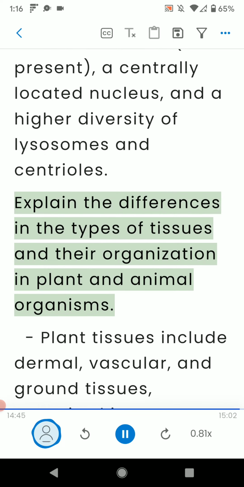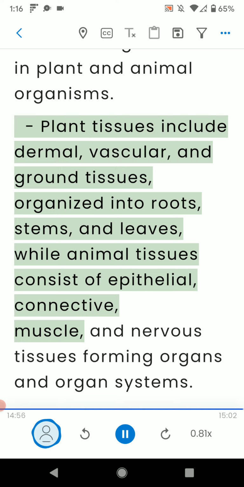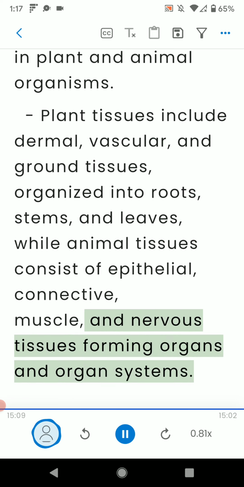Explain the differences in the types of tissues and their organization in plant and animal organisms. Plant tissues include dermal, vascular, and ground tissues, organized into roots, stems, and leaves, while animal tissues consist of epithelial, connective, muscle, and nervous tissues forming organs and organ systems.